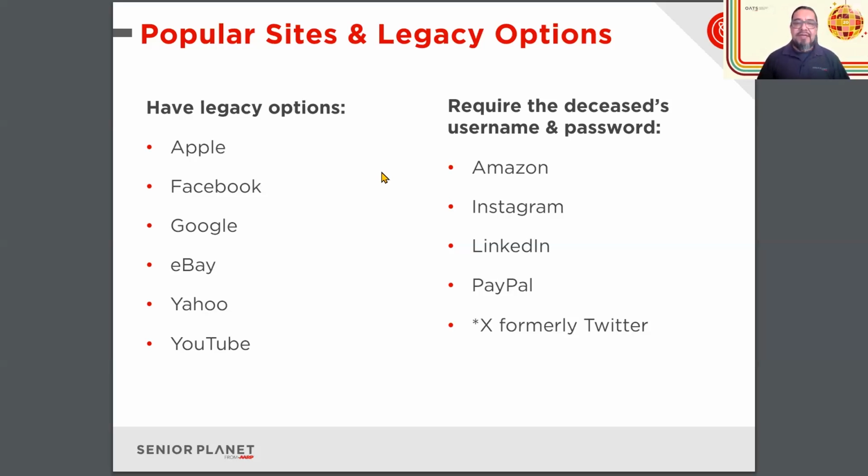Now, the other lists on the side require the deceased's username and password. And so that's why it's important to have that information stored somewhere, such as in a will, where your executor can find the information and access these accounts. Some of those listed there would be Amazon, Instagram, LinkedIn, PayPal, X, formerly known as Twitter. But let's say Instagram, for instance, remember that will be added to the deceased's account if it is memorialized. These accounts don't show up in searches or in the Explore section.